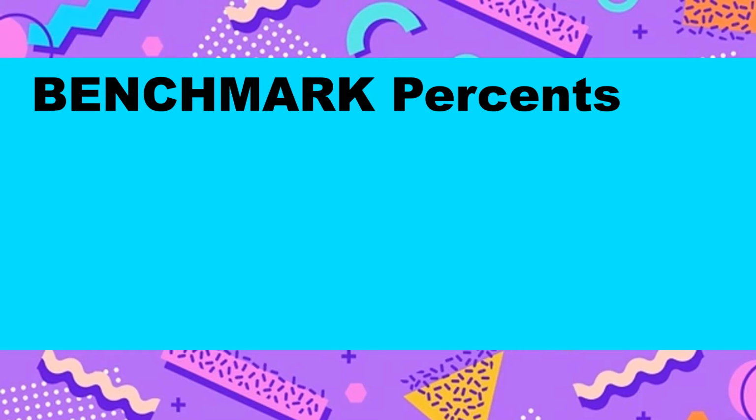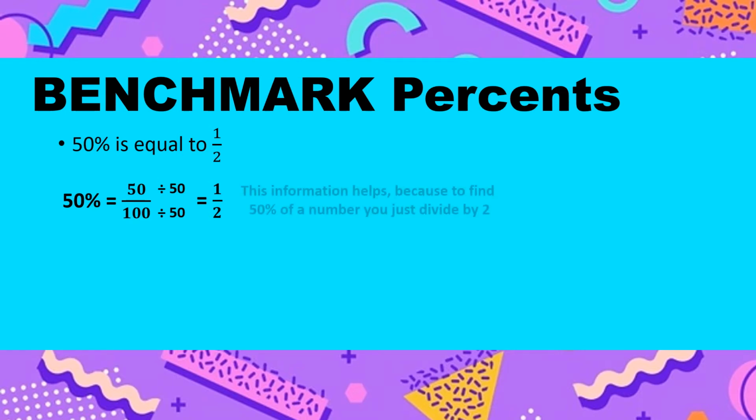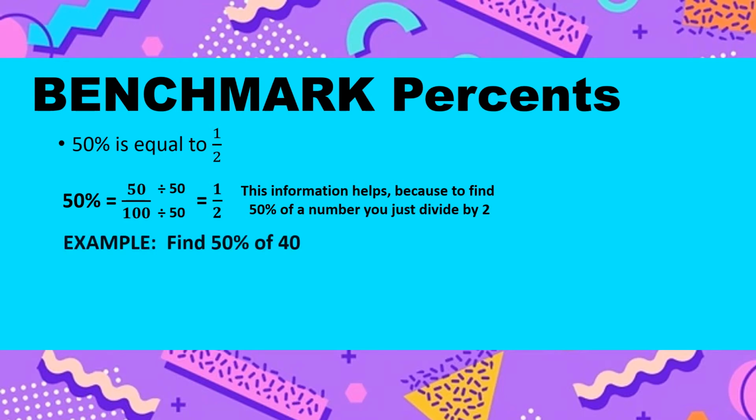So let's try some examples. Because 50% is equal to 1/2, and if you remember back, to turn a percent into a fraction, we simply put it over 100 and simplify. So that is why 50% equals 1/2. This information helps because to find 50% of a number, you just divide by 2.